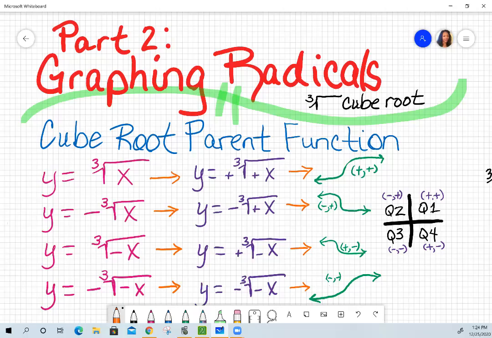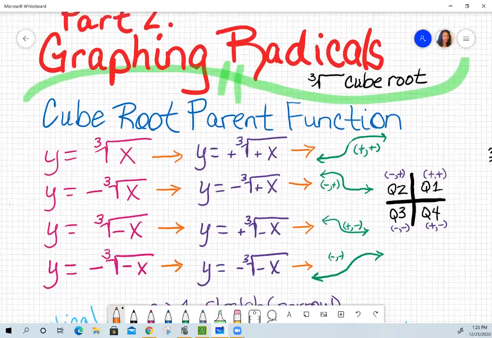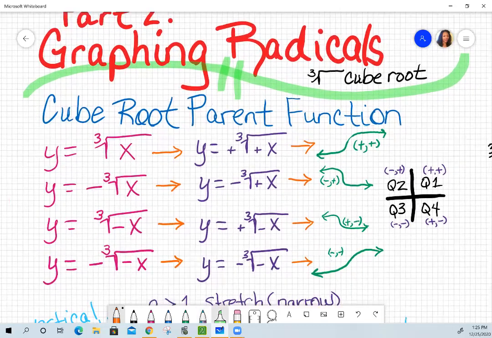Okay, this is part two, graphing radicals, with the focus being on cube roots. Yesterday, I spoke about the square roots, and they are similar. The difference being that a cube root has an index that shows on the radical. So the index 3 represents cube, okay? So they have the same rules.